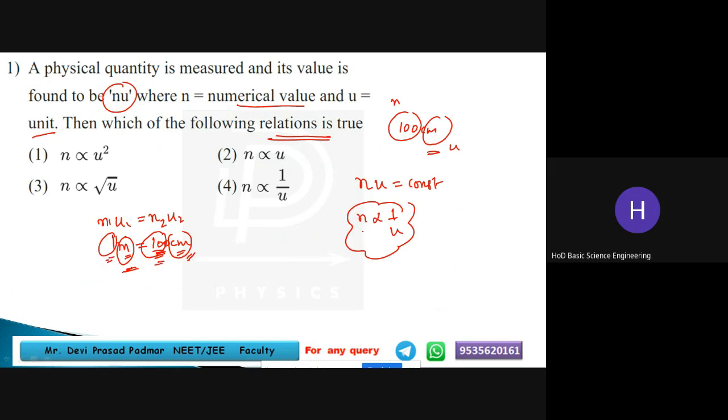That is why we consider n is inversely proportional to u. If the unit is smaller, the number will be larger, or if the number is smaller, the unit will be larger. That means they are inversely proportional. The numerical value and the unit are inversely proportional. So if you look at the options, the fourth option is correct. We have discussed this during the discussion of synapses, right?